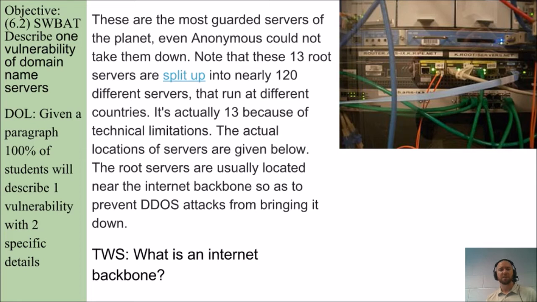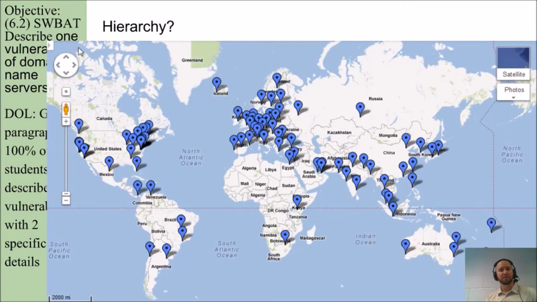It's actually 13 because of technical limitations. The actual location of the servers are given on the next slide. The root servers are usually located near the internet backbone so as to prevent DDoS attacks from bringing it down. My think right share on this: what is an internet backbone? This is one of those think right shares I actually want you to Google so you can answer correctly.